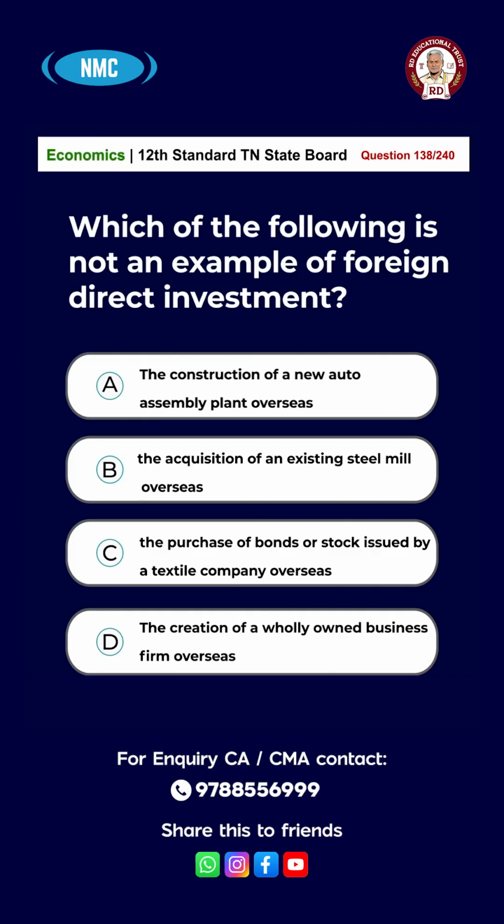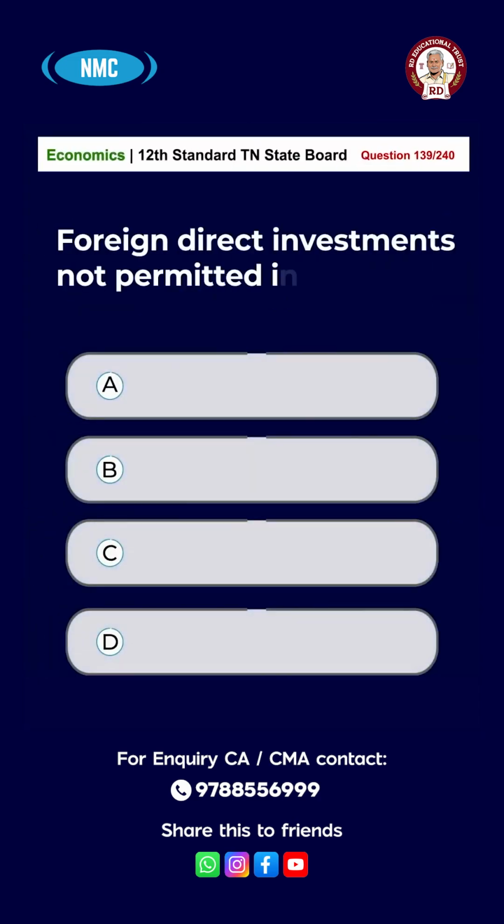Question number 138. Which of the following is not an example of foreign direct investment? A. The construction of new auto assembly plant overseas. B. The acquisition of existing steel mill overseas. C. The purchase of bonds or stocks issued by a textile company overseas. D. The creation of wholly owned business firm overseas. The answer is option C. The purchase of bonds or stocks issued by a textile company overseas.